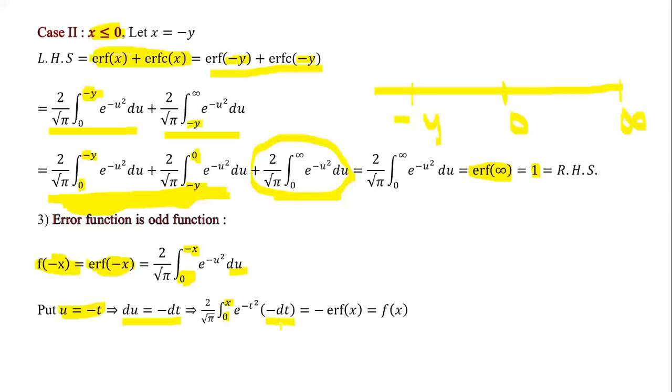Now you can take this minus outside the integral, and the remaining part is actually the error function of x. And this is nothing but minus times f of x. Therefore, f of minus x is equal to minus times f of x. Therefore, this error function is an odd function.